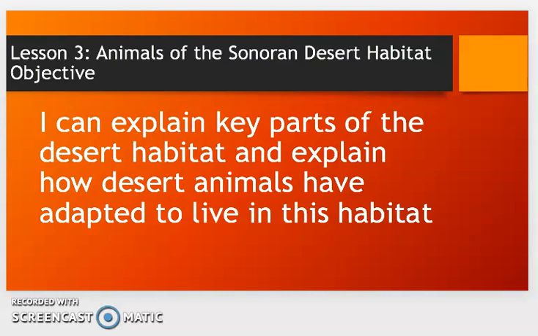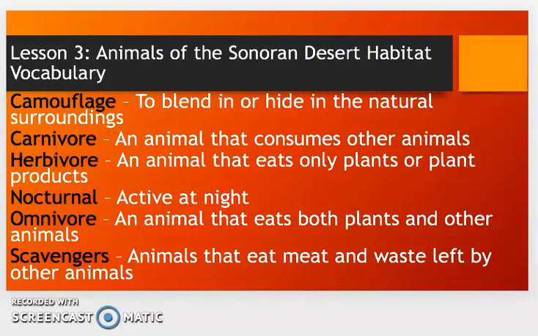Now, like always, before we start, we do have some vocabulary words that you will hear in this reading. The first one is camouflage, and that means to blend in or hide in the natural surroundings. Carnivore, an animal that consumes other animals, or an animal that eats other animals and meat. So a carnivore only eats meat. Herbivore is an animal that eats only plants or plant products. So an herbivore is an animal that only eats plants.